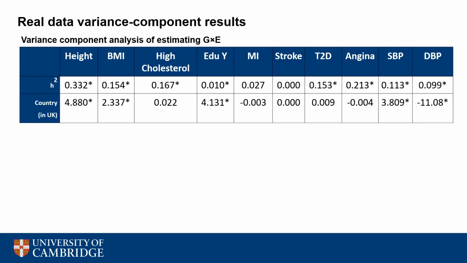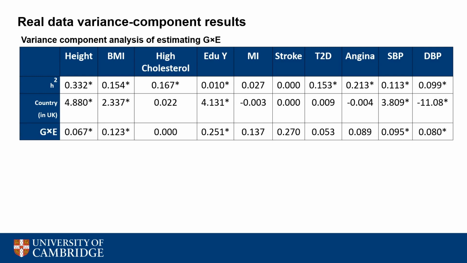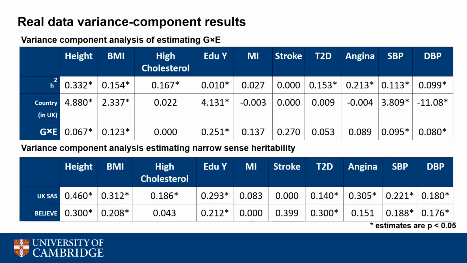Country is the additive effect of being in the UK. And the GxE is the gene-environment interaction term. In the bottom table, because we analyzed each cohort separately, the only parameter of interest we could estimate was heritability itself, so the rows here are the narrow sense heritabilities within each study. So these two tables are the analogs of the two plots that I had shown you in the previous slide.